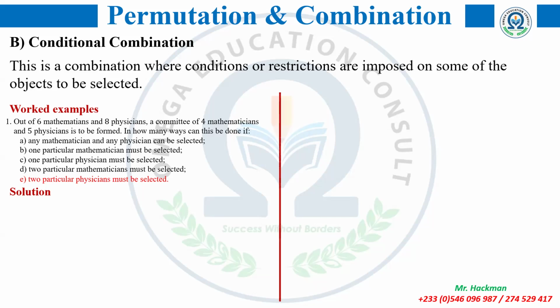Now, remember I said in the solution you are more interested in the number that you are going to select from. Here again, we are dealing with 2 categories. I'm talking about the number of what? Of mathematicians. And how many do we have? What's the total? 6. And the number of what? Physicians.